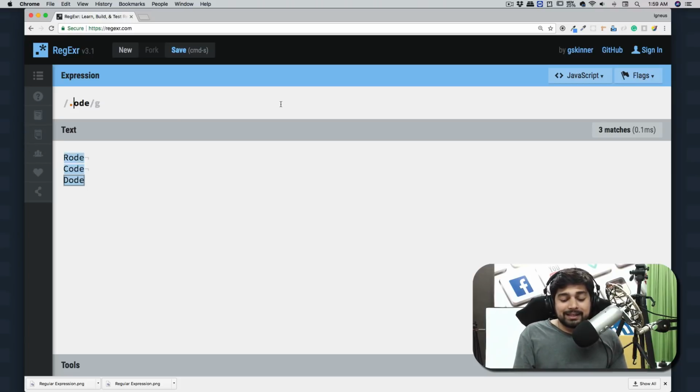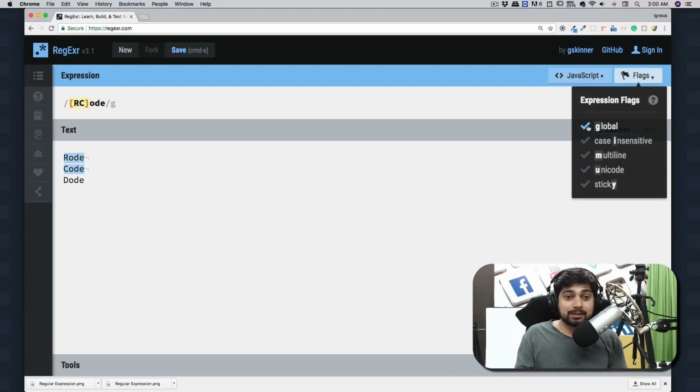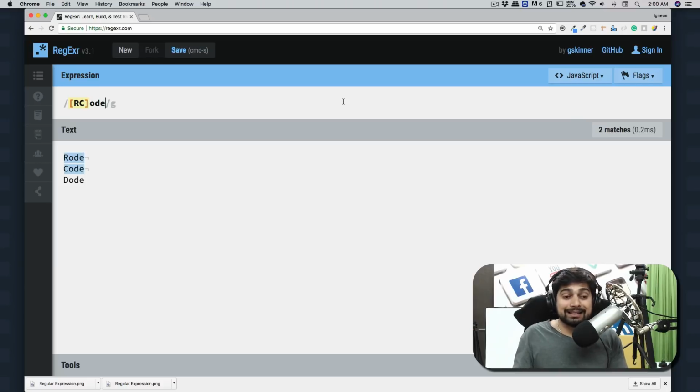These character sets are denoted by square brackets. Make sure they always come in pair. One very important thing about these character sets is whatever you write inside them, it's always either one of them or the other one of them. For example, if I just say R and I put a C here, notice right now it's matching both of them, but they are two different matches. Notice we do have global turned on, so it's going to match it here. I'm going to turn it back on and we'll explain a little bit more in detail.